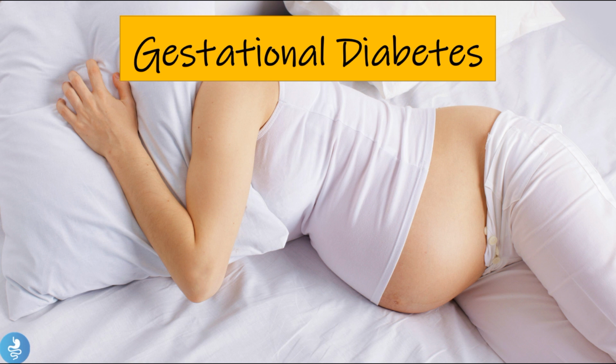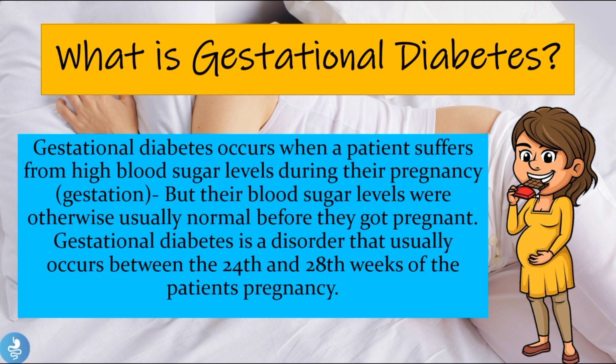In today's video, we'll be talking about a very interesting topic, and that is gestational diabetes. So let's get started. What is gestational diabetes? Gestational diabetes occurs when a patient suffers from high blood sugar levels during their pregnancy, which is also called gestation, but their blood sugar levels were otherwise usually normal before they got pregnant.